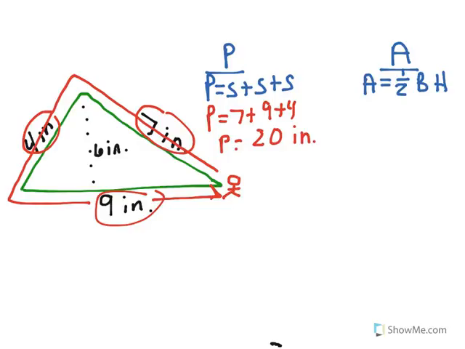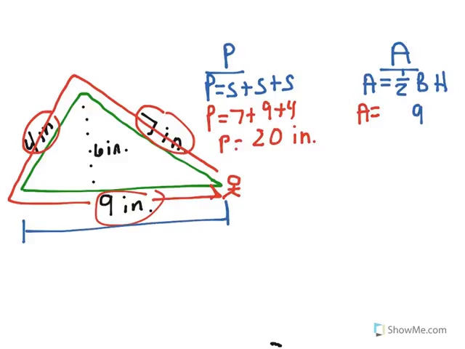Now when I get to area, things are a little bit different because now I'm dealing with base and I'm dealing with height. Okay? Remember, base can be any side that the triangle sits on. And technically, I could turn this triangle and have it sit on any side, but right now it looks like it's currently sitting on this side where I see 9 inches. So in terms of the base, it's 9.